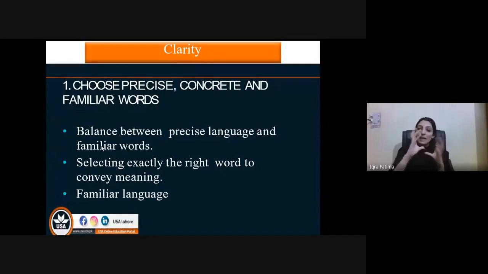There should be a balance between precise language and familiar language. But always, don't put your familiar words at stake for the sake of selecting the precise word. Selecting exactly the right word to convey meaning. Concrete word, which is more appropriate for conveying that particular message, that would be the right word or familiar language. Now you can see the example.